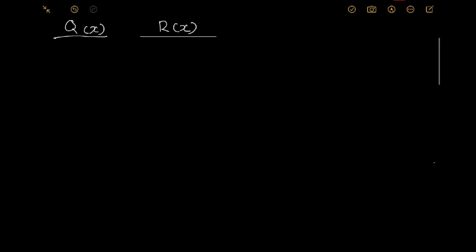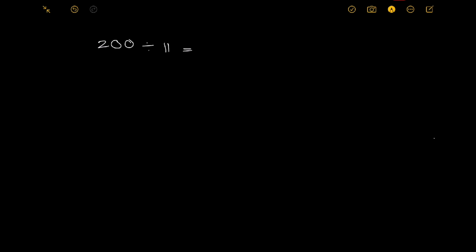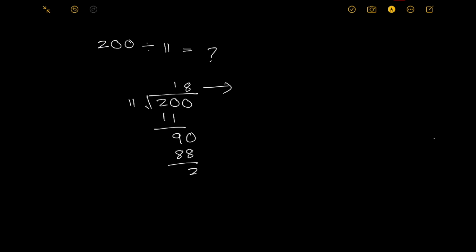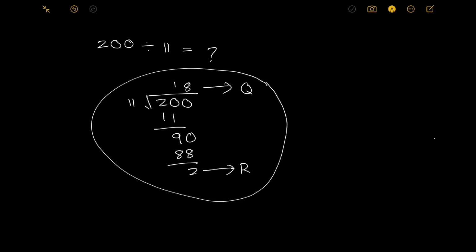So, let's see this equation that we learned in primary school: 200 divided by 11. From the equation 200 divided by 11, we're going to have 1 and then 8. So 18 is the answer and we're going to have 2 as the extra. So 18 is the quotient and 2 is the remainder. Remember, this equation is just the general idea of long division.